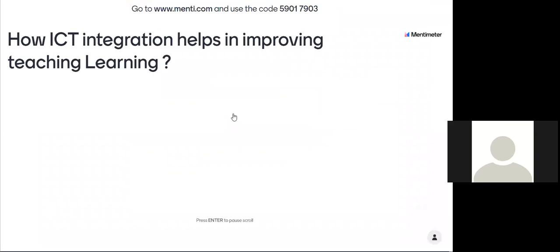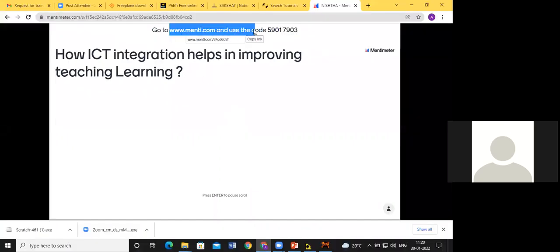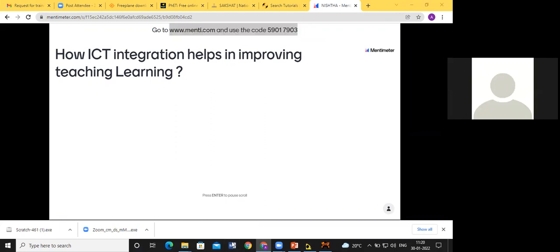Mobile or desktop? Any. I'm writing here. What you have to do? You have to go to menti.com. M-E-N-T-I.com. So please click on the link given. I have given you a link, that is www.menti.com. So what you can do, either you can go to menti.com.